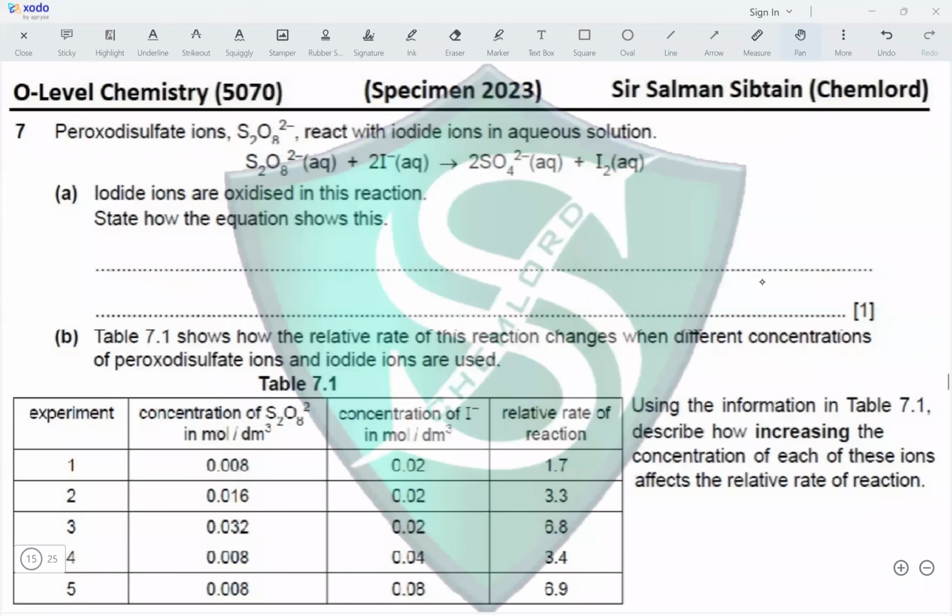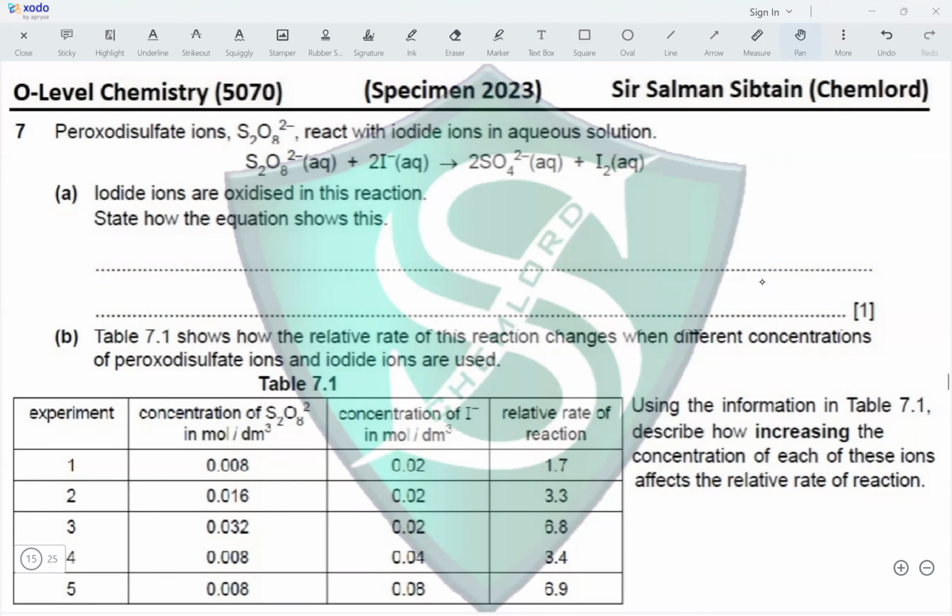Hi guys, this is O-level chemistry, paper 2, specimen 2023, question 7. Peroxodisulfate ions, S2O8 2-, react with iodide ions in aqueous solution, and the equation is given over here. This produces 2 moles of sulfate ions and iodine. Iodide ions are oxidized in this reaction. State how the equation shows this.